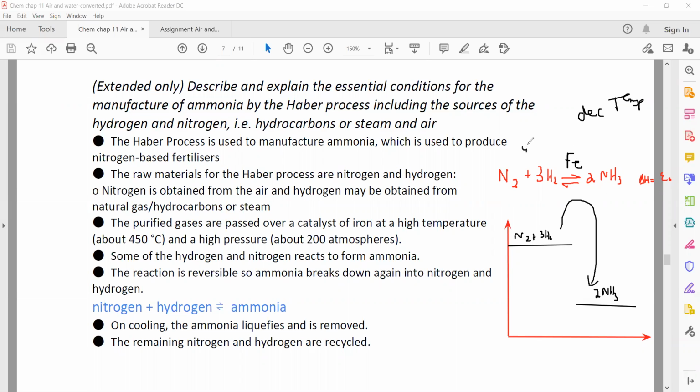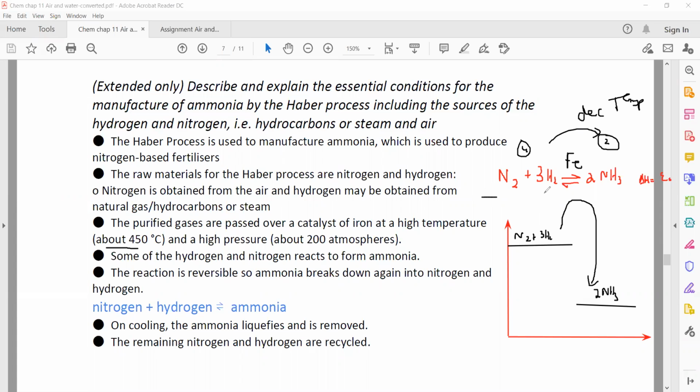There are 4 moles of reactant and 2 moles of product, so we increase the pressure so that the equilibrium shifts towards the right-hand side and we get more ammonia. So it prefers low temperature and high pressure. Even so, the temperature used is about 450. What's the reason for 450? Because below this temperature, nitrogen is inert and its reactions are not common at low temperature. That's why the temperature must be high. So the Haber process is used to manufacture ammonia.